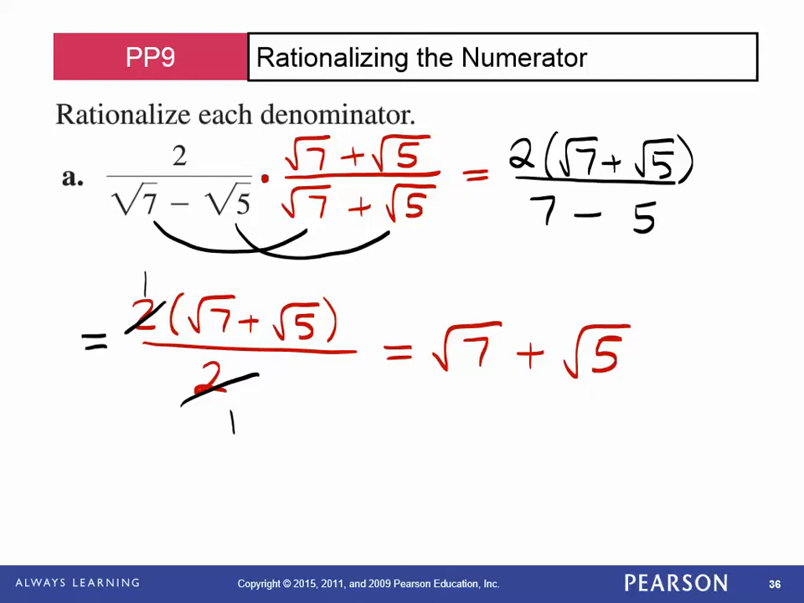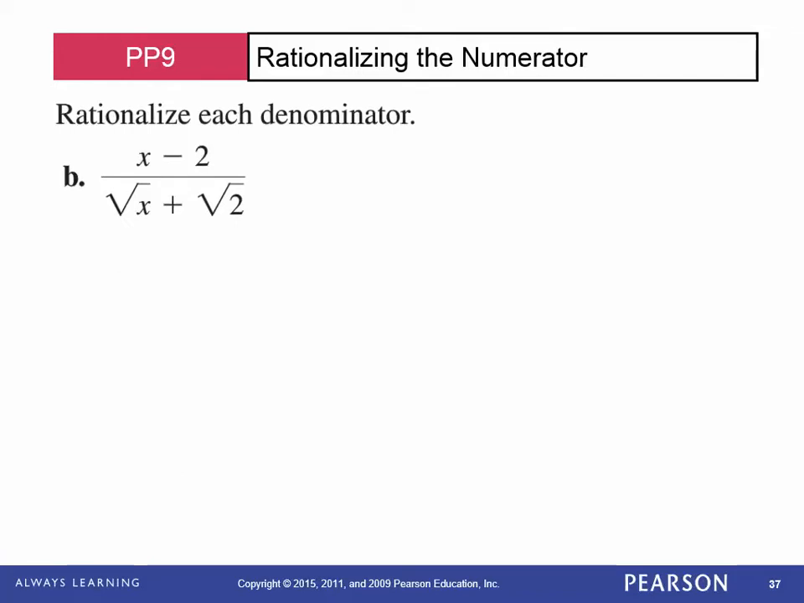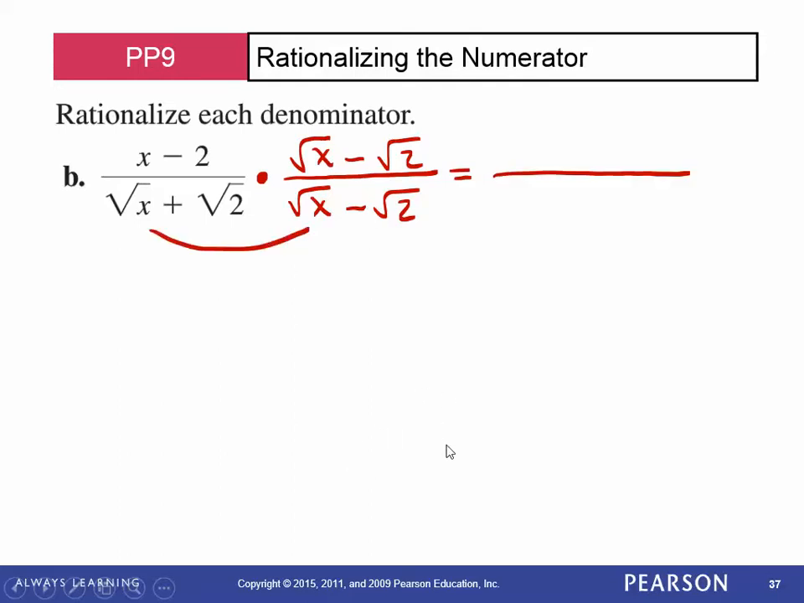Okay, let's put in a variable in here. So let's see, how will this work? All right, what should we multiply by? We should multiply by whatever's on the bottom, except change the sign to get the conjugate. So square root of x minus square root of 2. Whatever we do on the bottom, we've got to do on top as well. And so again, multiplying this around, that'll give me an x, and that should give me a minus 2.